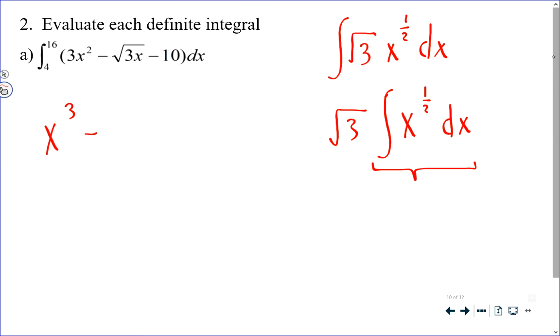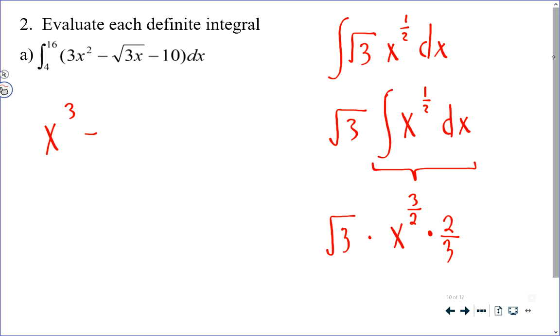I know that when I anti-differentiate x to an exponent, the exponent increases by 1, and I must multiply by the reciprocal of that exponent, because when I move that exponent down in differentiating, I have to have something that will cancel with it. Now, I also still have my root 3 in front. This is why moving a constant coefficient out in front will make your life a little bit easier.